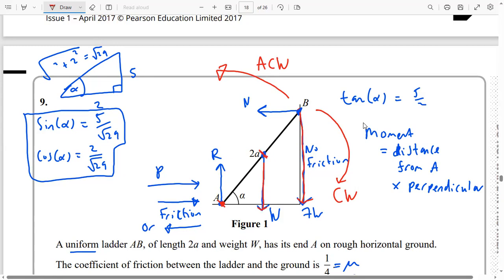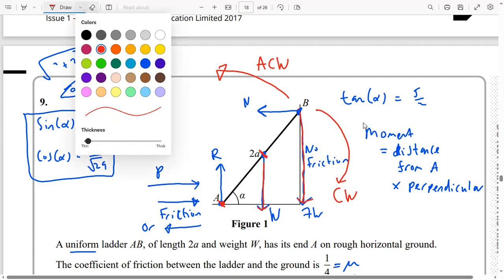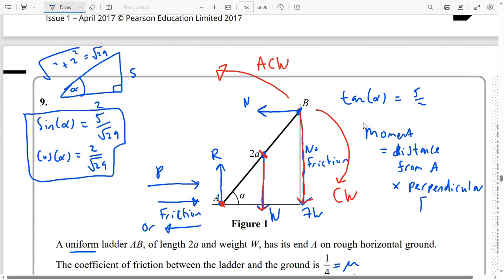force, remember the formula: moment is equal to distance from A times the perpendicular force. Sorry, I forgot the word perpendicular. Let me just write that word, perpendicular force. So that's our formula.